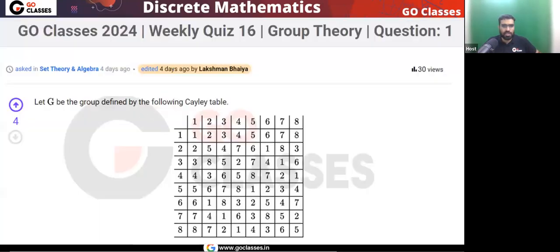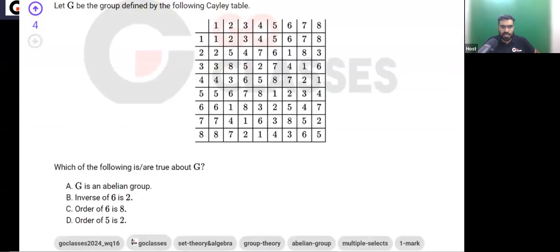Let's start with question number 1. This is your weekly quiz 16, question number 1 from group theory. The question says that G is a group and a Cayley table is given. Remember, G is a group, and this Cayley table is given to you. Now, what is the question asking? Let's solve it.